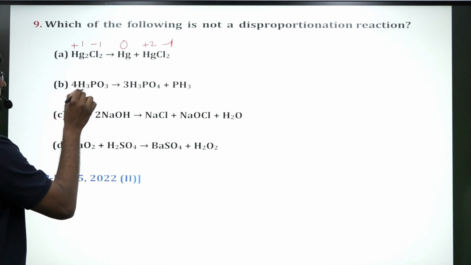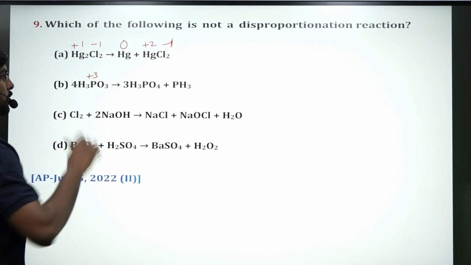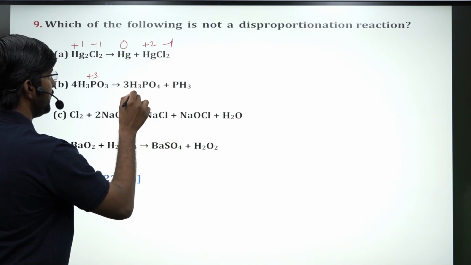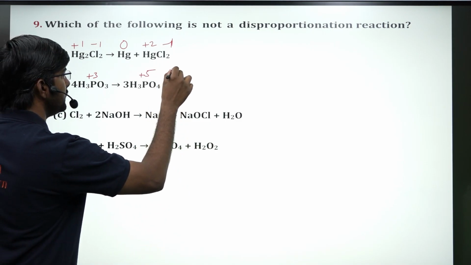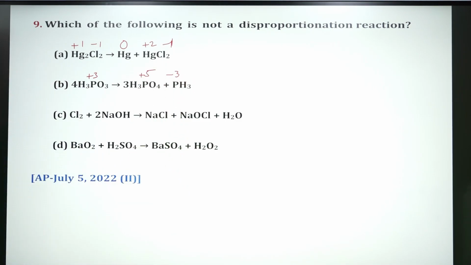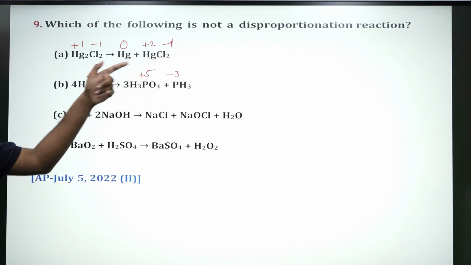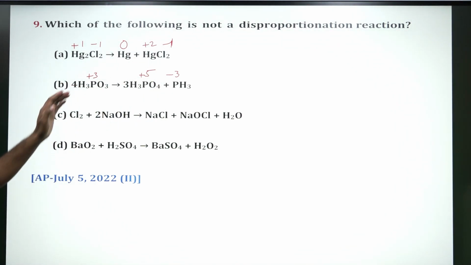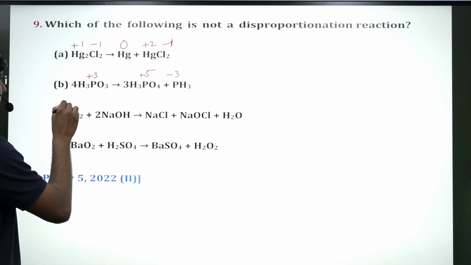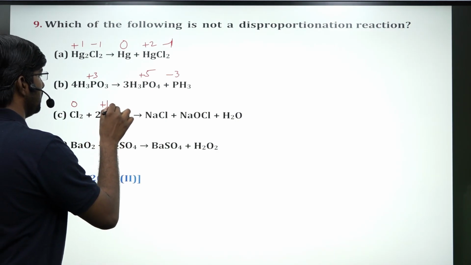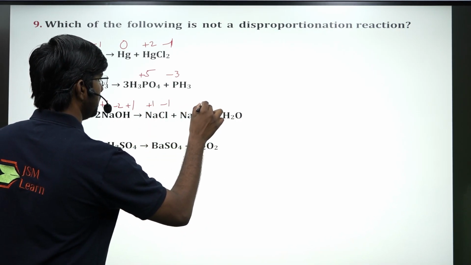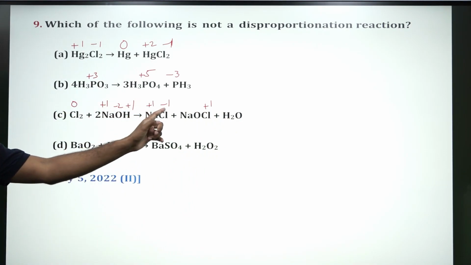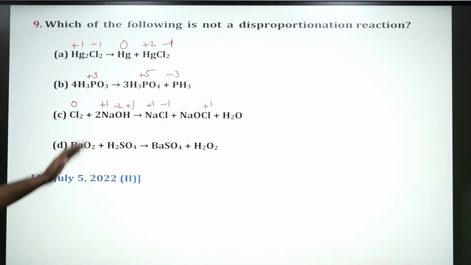Next here, phosphorus, H3PO3, oxidation state of phosphorus is +3. And here H3PO4, oxidation state of phosphorus is +5. And here oxidation state of phosphorus is -3 in the phosphine. So +3 to +5 oxidation, +3 to -3 reduction. So it is also a disproportionation. Next here, 0, so +1, -1, +1. So 0 to +1 and 0 to -1. So it is also a disproportionation reaction. Already we discussed this.